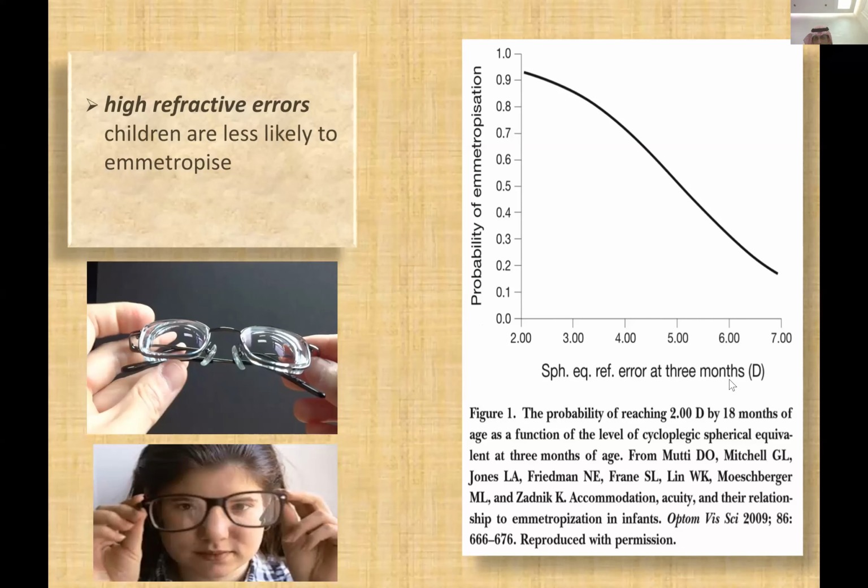So, for example, if an infant who is 3 months old has a refractive error of spherical equivalent of 5 diopter, his chance and probability to emmetropize will be less than 50%. So if you go higher with the spherical equivalent, his chance for emmetropization will be lower, as we see here. I hope everybody understands this graph. Okay.